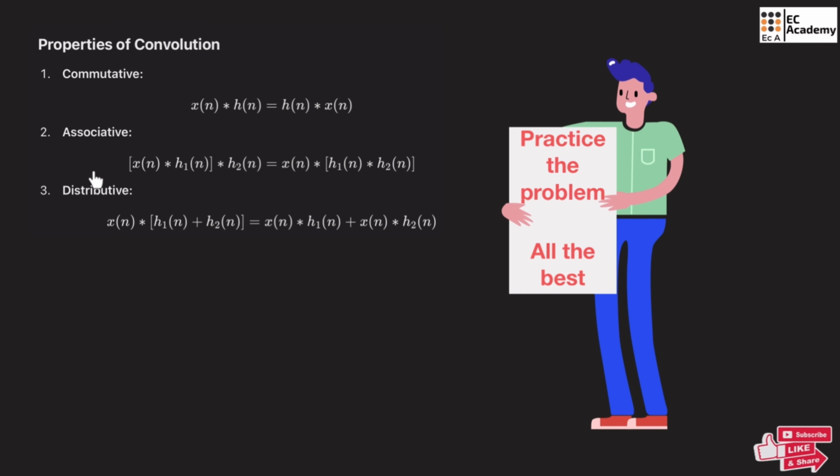Next is the distributive property. In the distributive property, we will take x of n convolved with h1 of n plus h2 of n. We can write it as x of n convolved with h1 of n plus x of n convolved with h2 of n. So these are the properties of convolution sum.